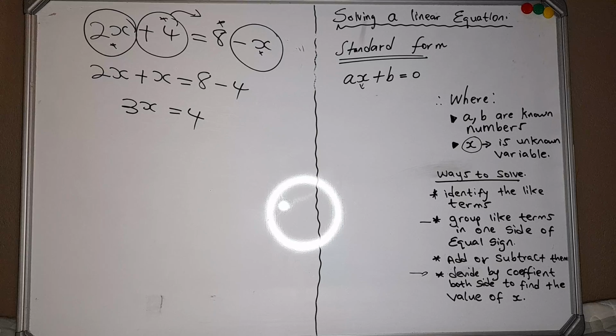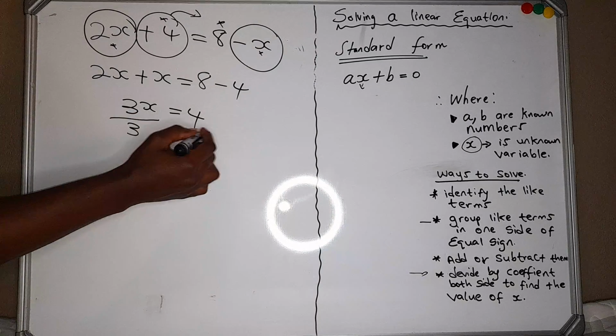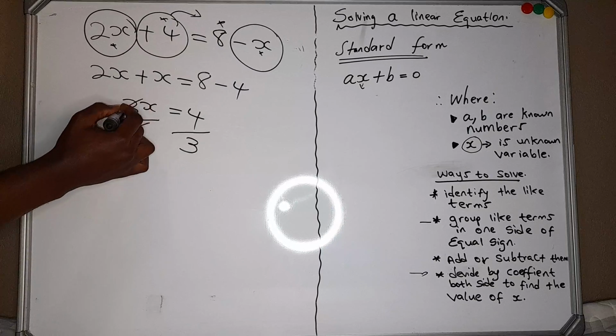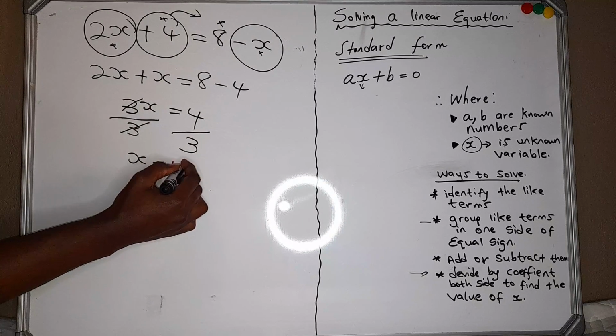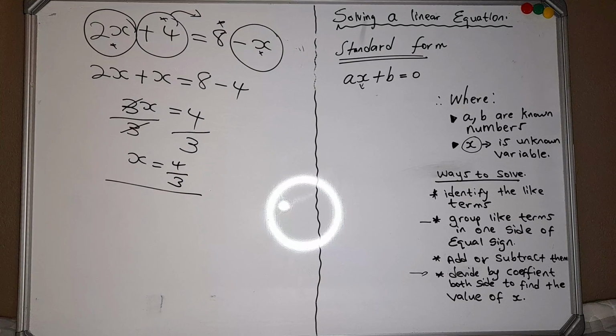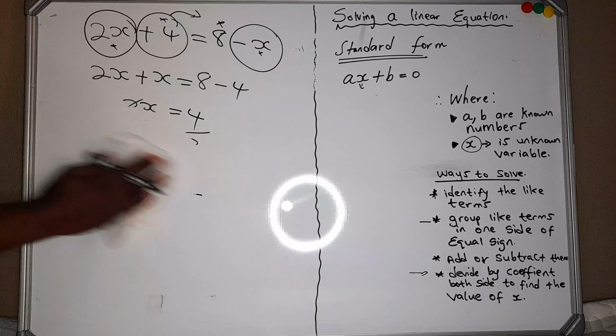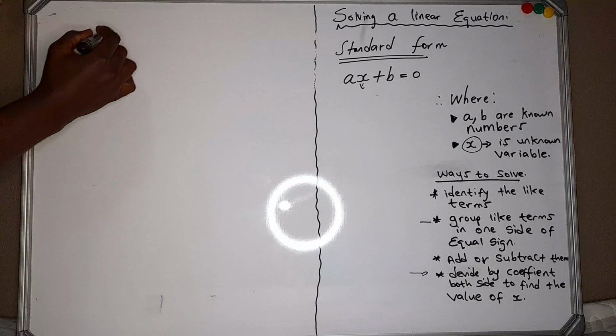So now, because we want the value of x, we divide both sides by 3. We divide both sides by 3. This one will cancel. x is equal to 4 over 3. So this is the value of x using the linear method.